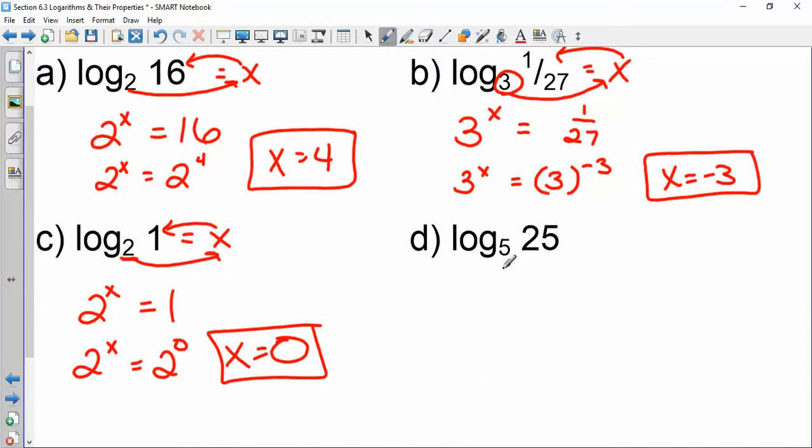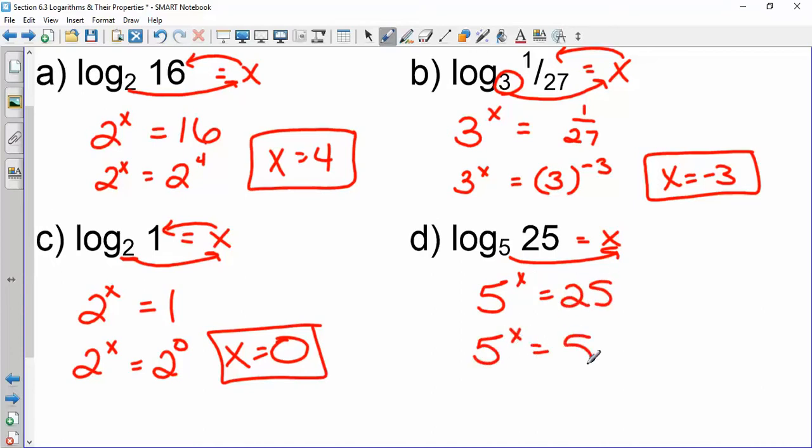D, this is like saying 5 to what power equals 25? 2. If you had to do the equation, your base is 5 to the x power equals 25. So common base, and we get 2. So work is optional on those. If you need the equation, write it. If you understand that the log is just looking for the exponent, you can do it that way.